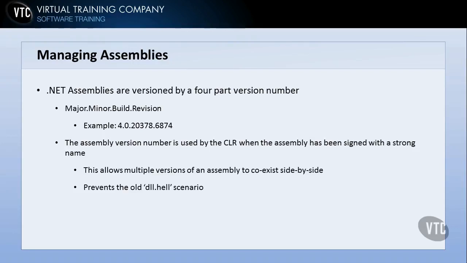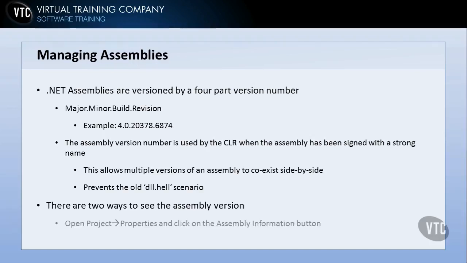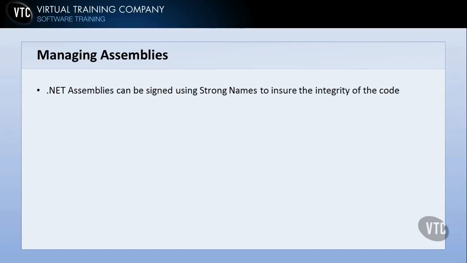Now, there are 2 ways that you can see the assembly version. I'll show you these in just a moment, but for now, look at them in text here. We can open the project properties and click on the assembly information button, and then in Solution Explorer, we can look in the properties folder and open assemblyinfo.cs. Now, .NET assemblies can be signed, and that's called using strong names to ensure the integrity of the code.